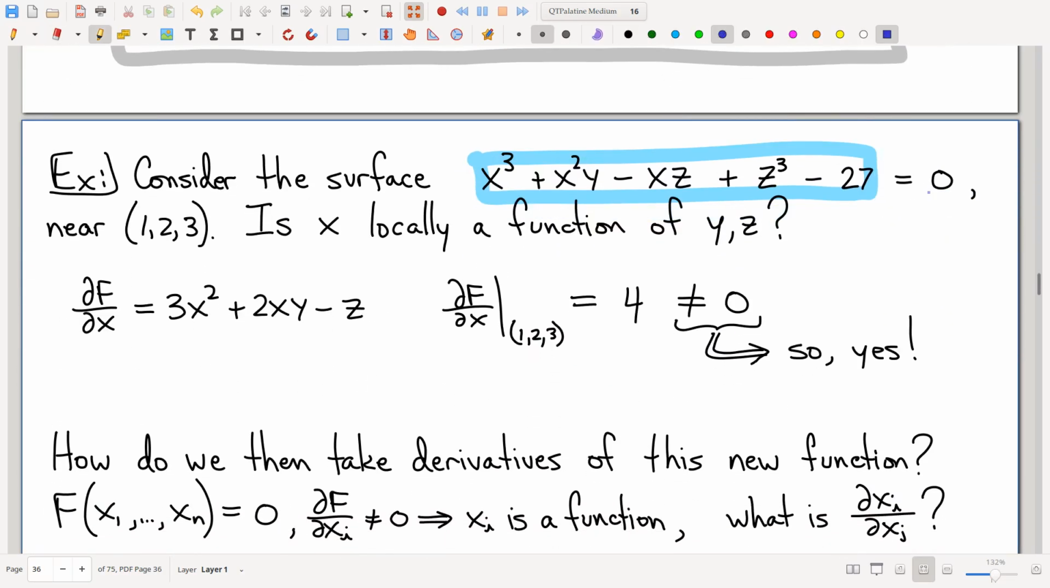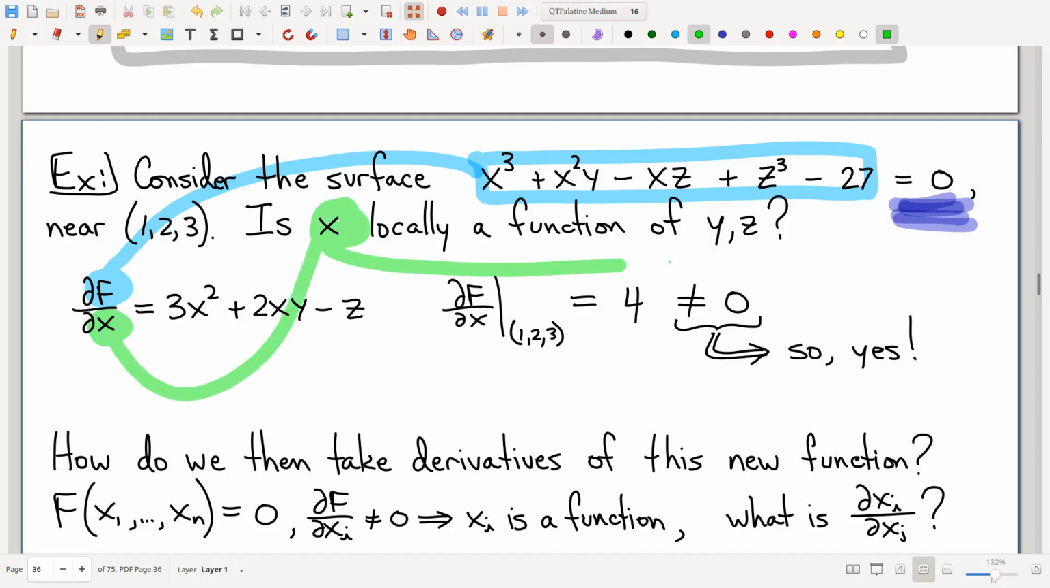Well, per usual, we're going to take the partial of F, that is the function whose level set we're looking at, with respect to x, because x is the variable I want to view as being a function. And it's always the same pattern. Partial of whatever function it is whose level set defines the surface, with respect to whichever variable I want to view as being a function of the others. Is that cool? Does everybody understand the pattern there and why I'm looking at this partial?